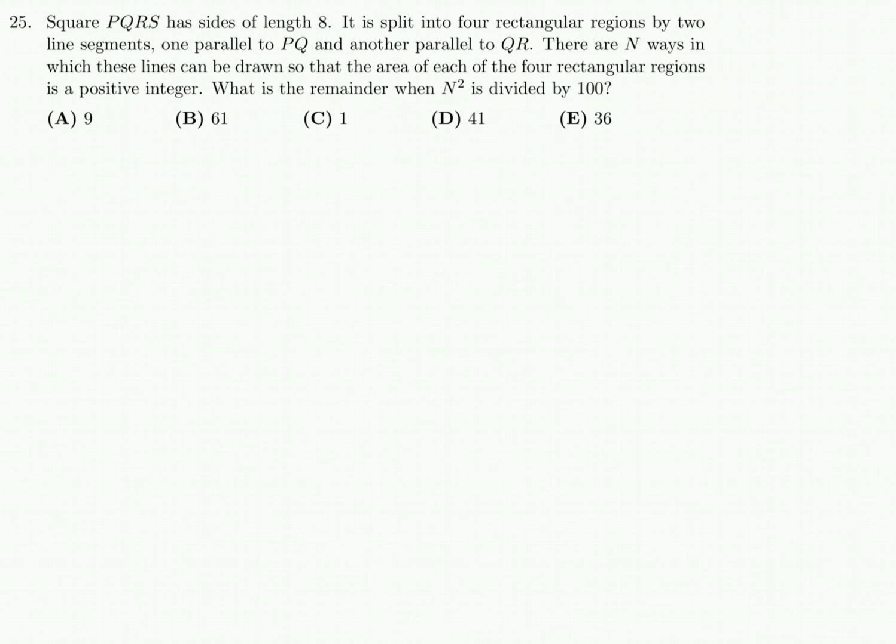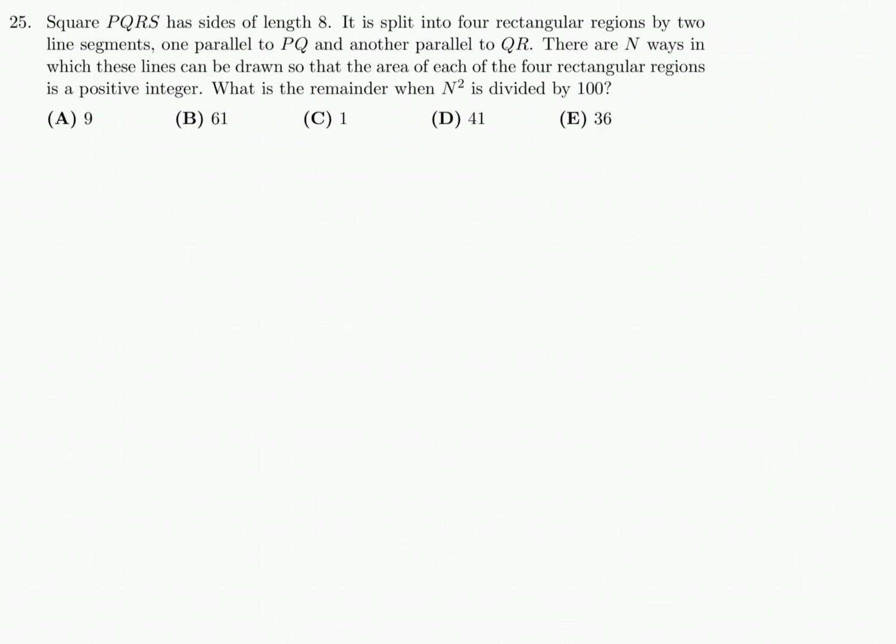Square PQRS has side length of 8. It is split into 4 rectangular regions by 2 line segments, one parallel to PQ and one parallel to QR. There are n ways in which these line segments can be drawn so that the area of the 4 rectangular regions is a positive integer. What is the remainder when n squared is divided by 100?